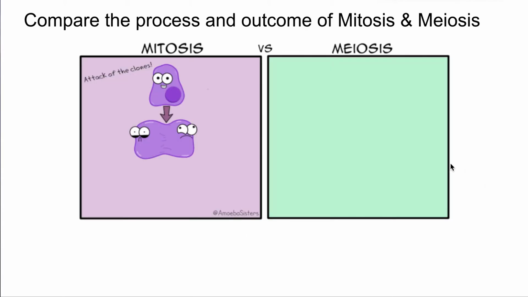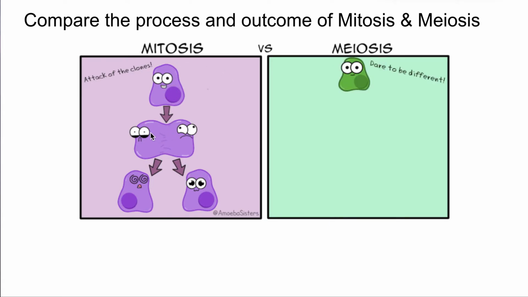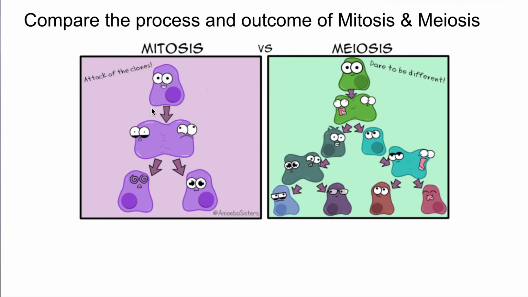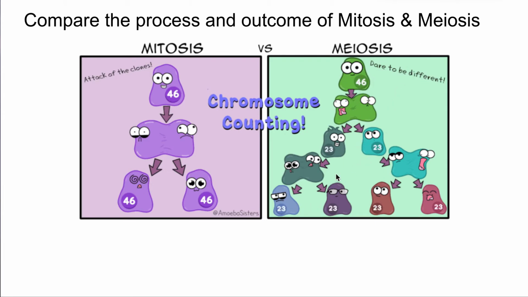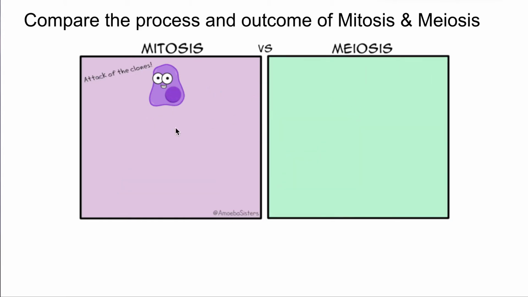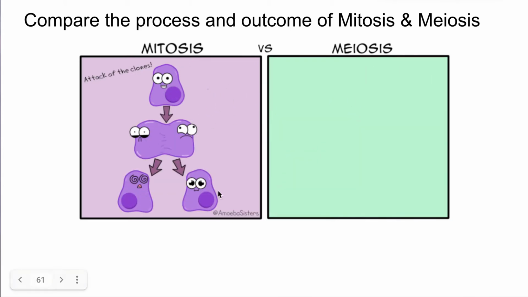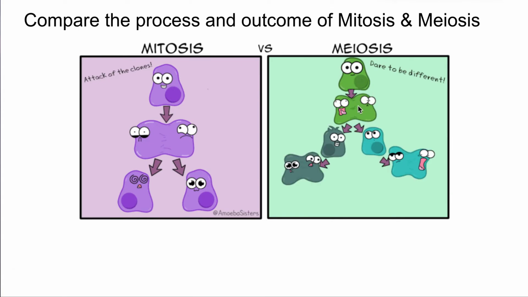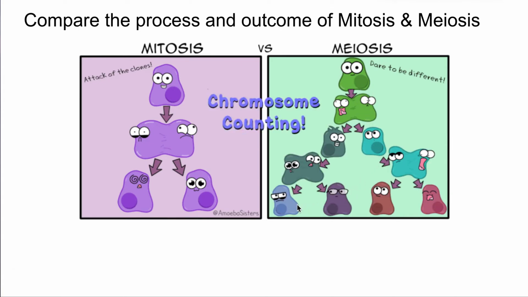So if we compare the processes, mitosis, division of the nucleus, but you are going to create clones or identical cells. Whereas in meiosis, you are going to be creating genetically different cells. Also, as you saw, in mitosis, you keep the same number of chromosomes, whereas in meiosis, you are going to reduce the number of chromosomes by half. If we start with 46, we'd end up with 23 in meiosis.